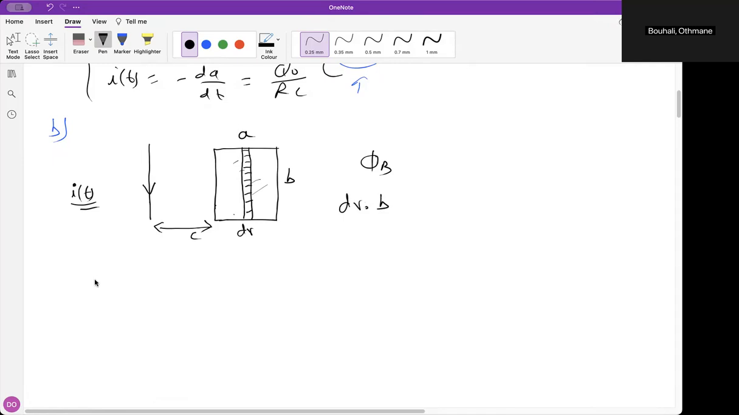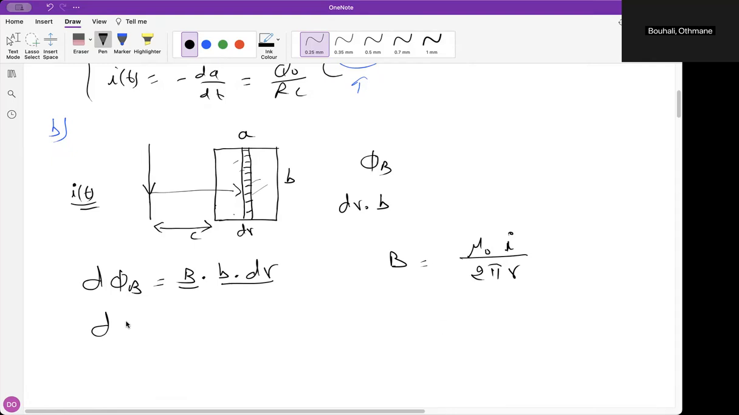So the magnetic flux through this small area is equal to the magnetic field times the area, B times b dr. And we know that the magnetic field created by a current at a distance r is equal to mu 0 I divided by 2 pi r, right?